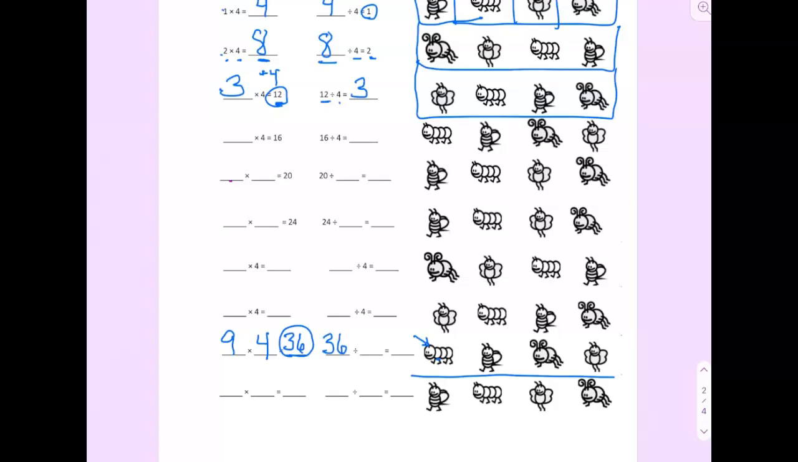We have 36 total. They're being divided 4 per group, 4 in each group, which gives us a total of 9 groups. Boys and girls, I want you to finish the others on your own, and we will talk about those at our Google Meet.